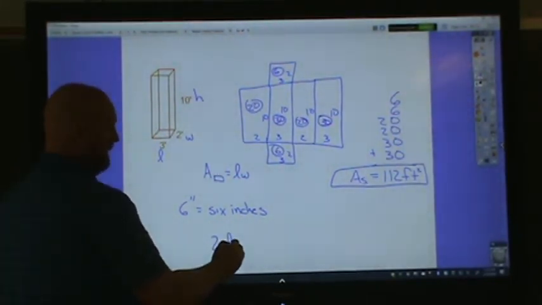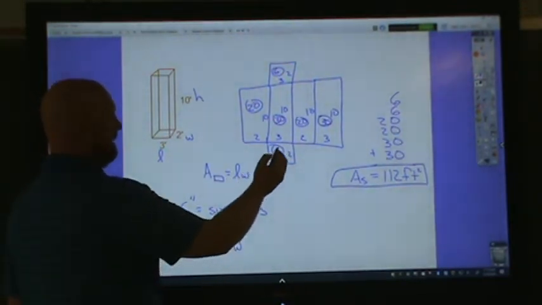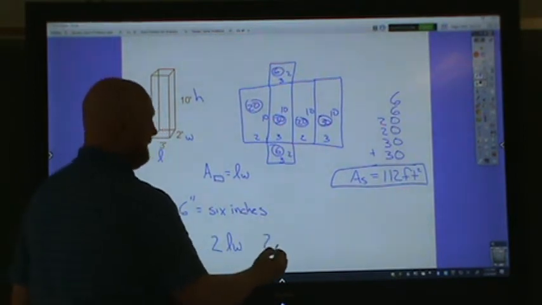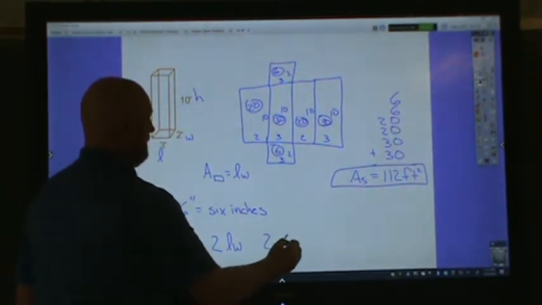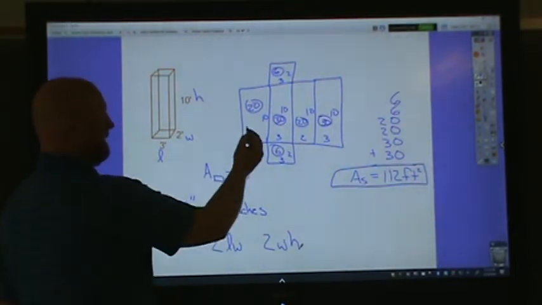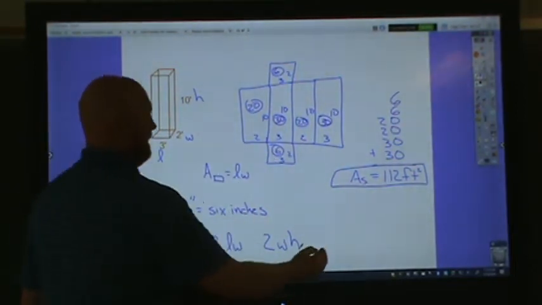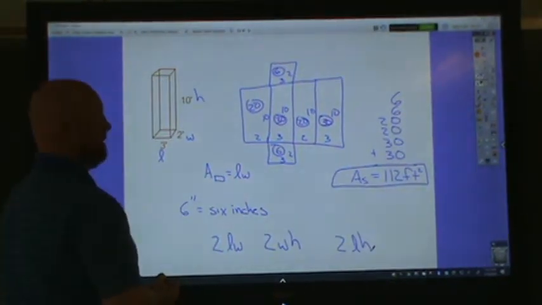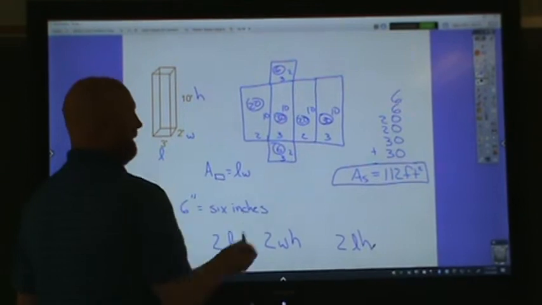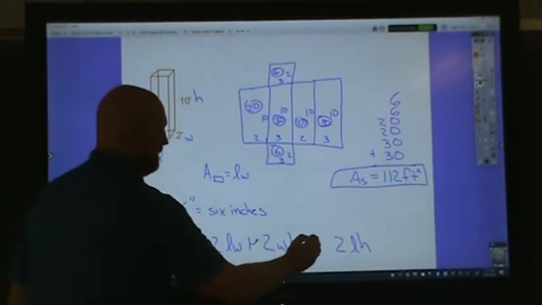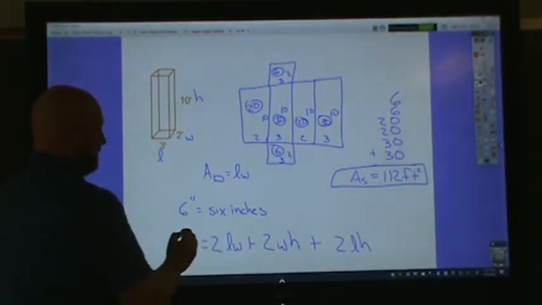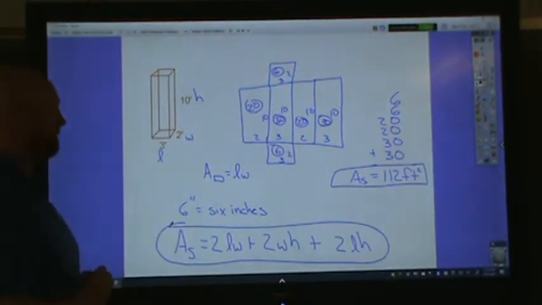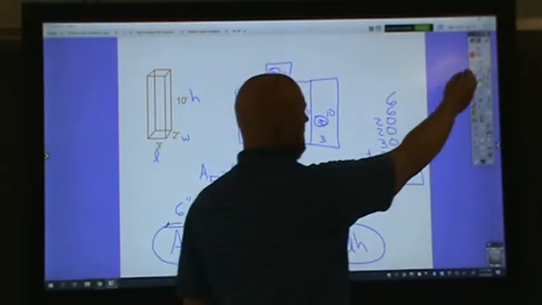twice the length times the width to find the area of the bottom and the top, twice the width times the height to get the left-hand side and the right-hand side, and twice the length times the height to get the area of the front and the back. And then all we have to do is add those together. And that is our surface area formula for a rectangular prism. It'll always work. So we'll use this formula to do the next 3 columns.